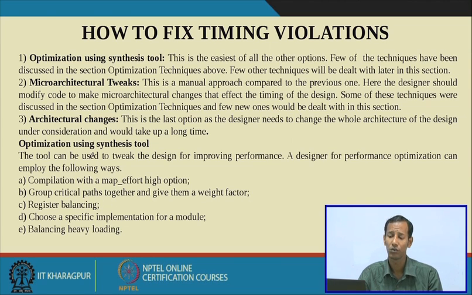For optimization using the synthesis tool, you can do compilation with compile_ultra or the map effort high option, and group critical paths together and give them a weight factor. That means you can do grouping and ungrouping in Design Vision, which we have seen already. Then register balancing or register retiming, choosing a specific implementation for a module, and balancing heavy loading, that means for high fan-out you can balance the load.